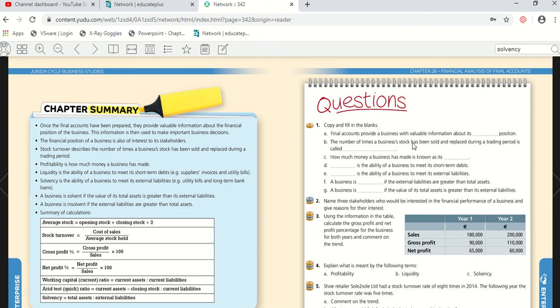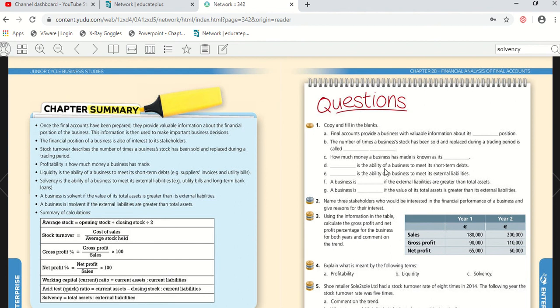The number of times a business's stock has been sold and replaced during a trading period is called the rate of stock turnover. Okay, and how much money a business has made is known as its profit, or profitability in general. And something is the ability of a business to meet its short-term debts, and you're talking here about the liquidity, because remember, your current assets, short-term or current liabilities, are your debts.